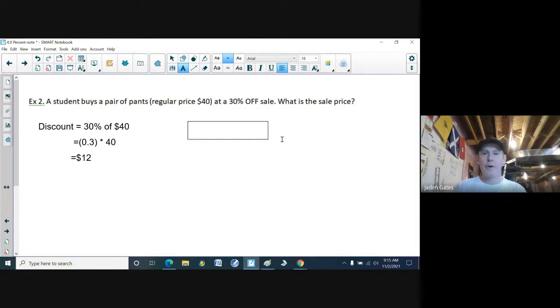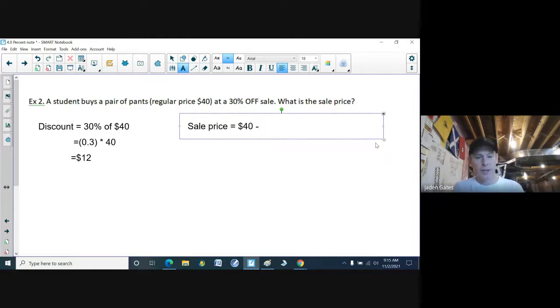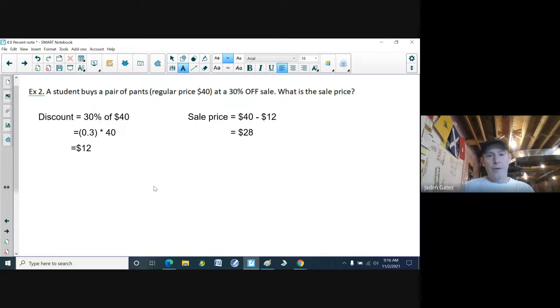And so if we want to find the sale price, we're going to take our $40, that's the regular price, and subtract our discount, which is $12 off. And so the sale price of our jeans is $28. There we go.